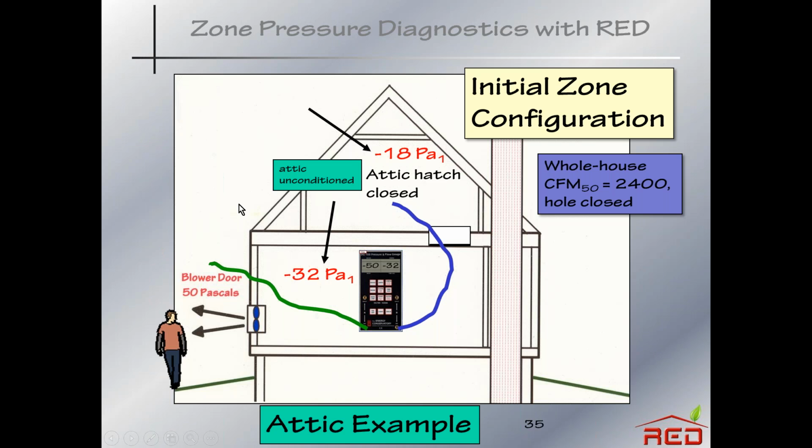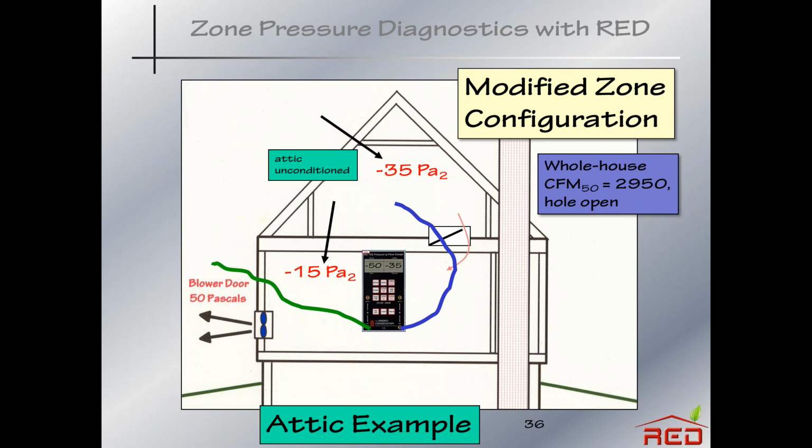This is what we got for the example. So try to get this into your head. What we've got for the initial zone configuration is right here. The blower door is depressurizing from the house to the zone. The zone, the attic, is 32. It shows right here on the manometer, and it shows right here. And therefore, the zone to the outdoors is 18, and the whole house blower door number with the attic hatch closed for the initial zone configuration is 2400.